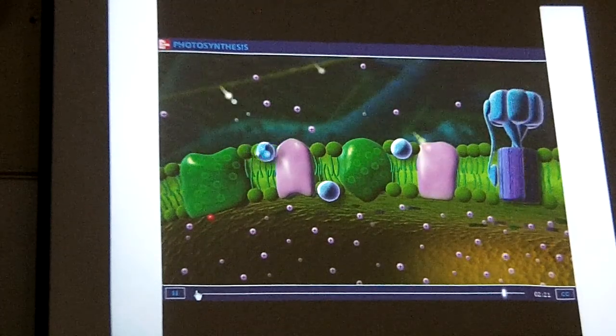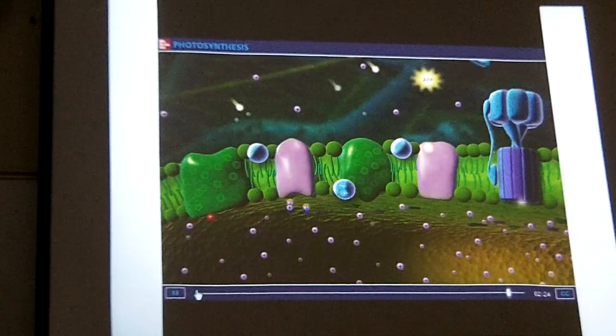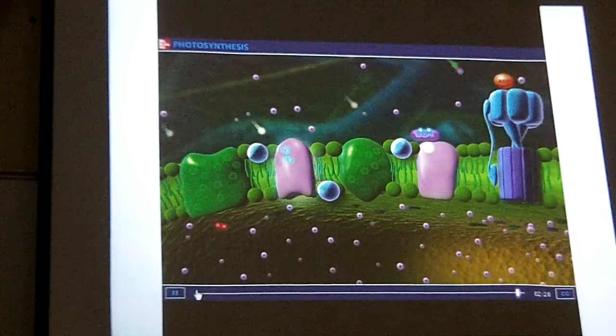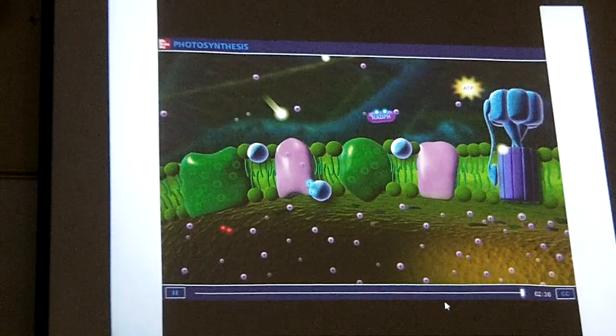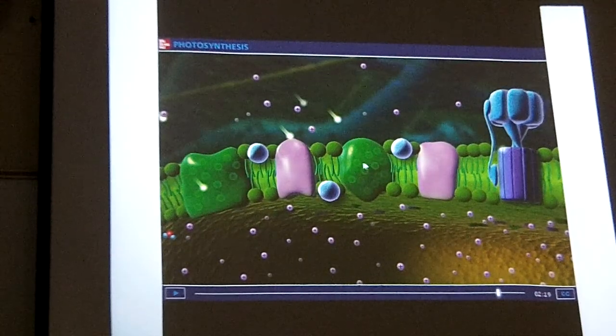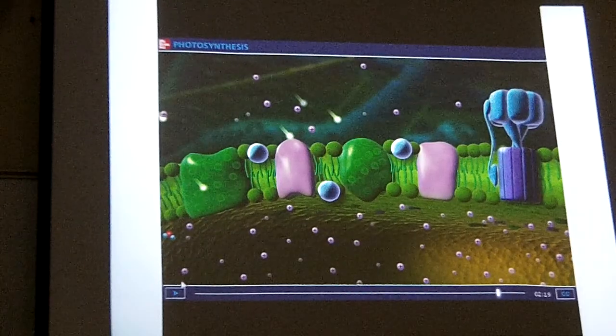So they're just kind of showing the whole thing going on here. Is photosystem 2 the first, photosystem 1? Photosystem 2 is the first one in the chain.